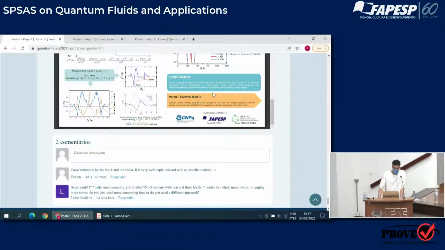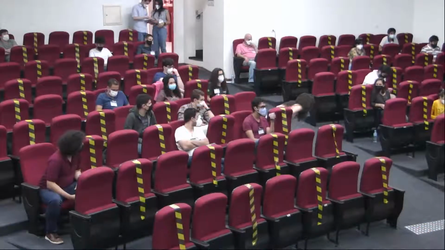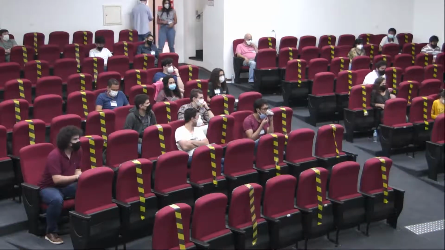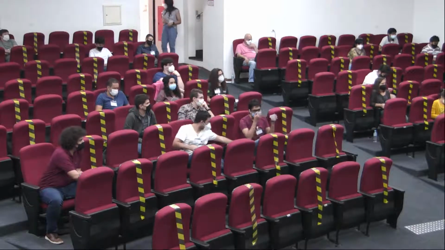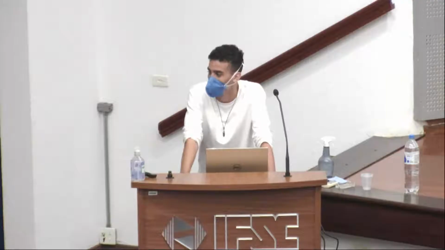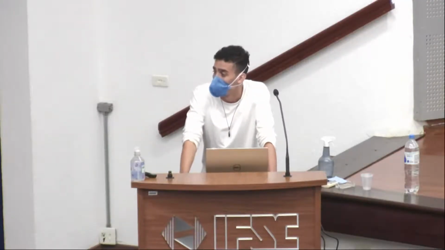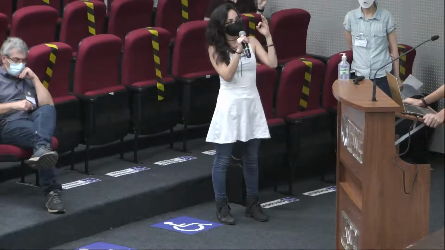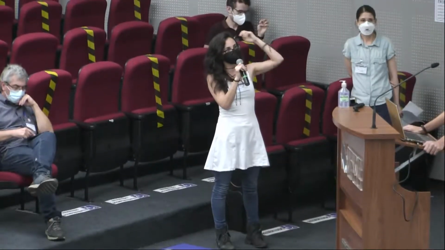There is another question. Dalila? You have three-level atoms. Which of the levels is resonant with the cavity, or are both resonant with the cavity?